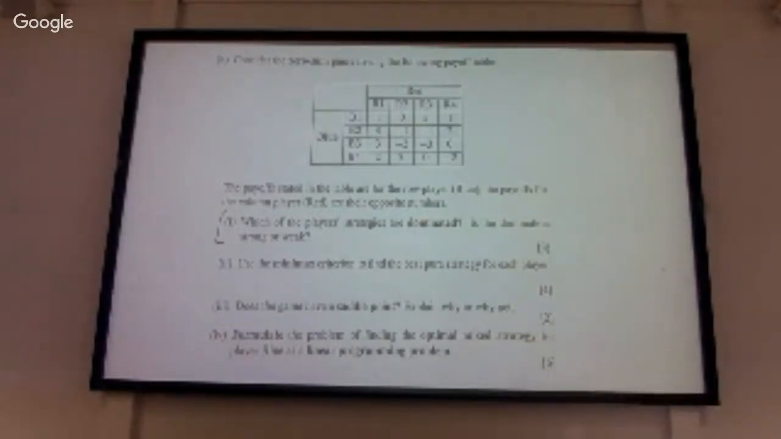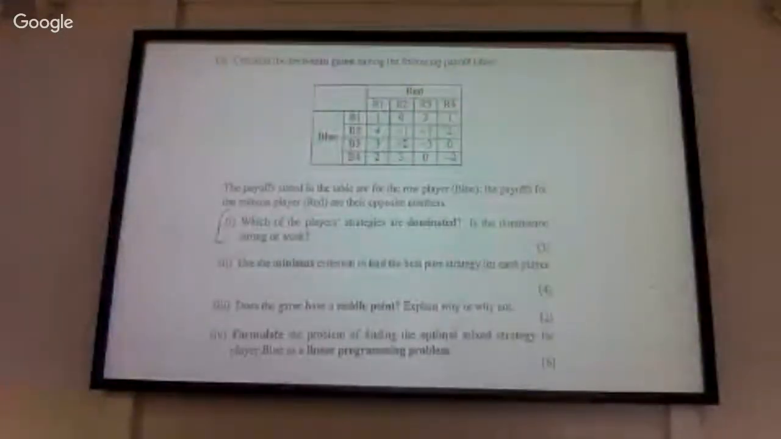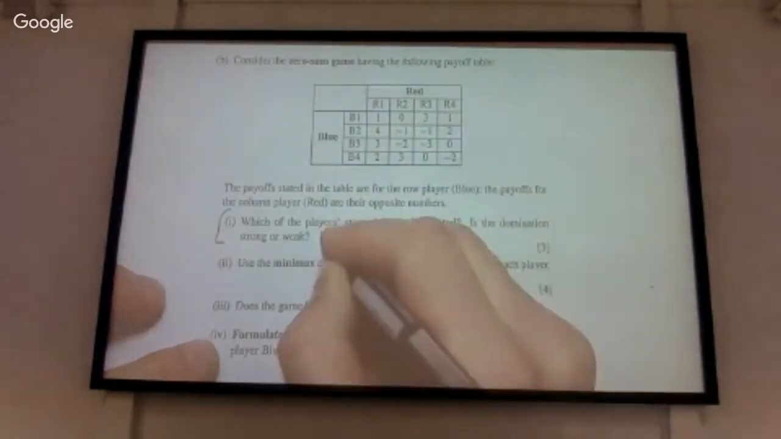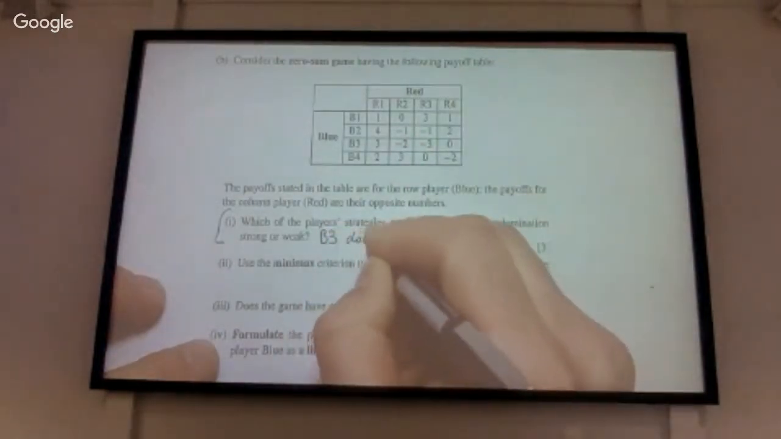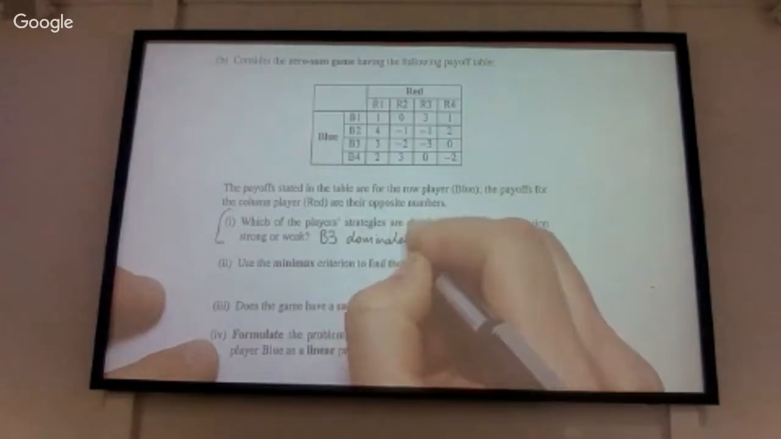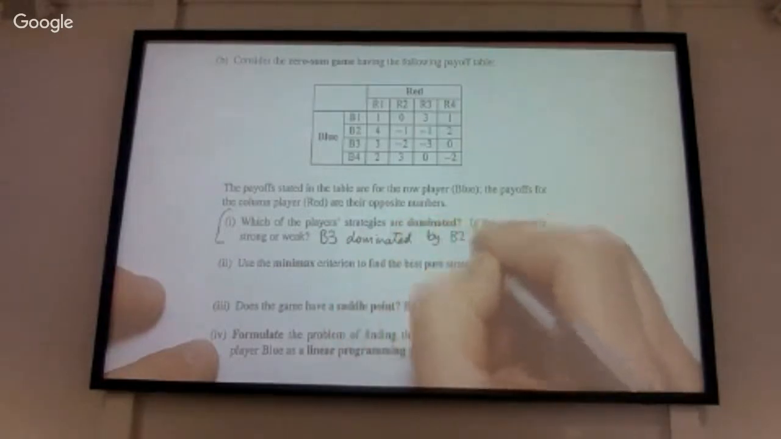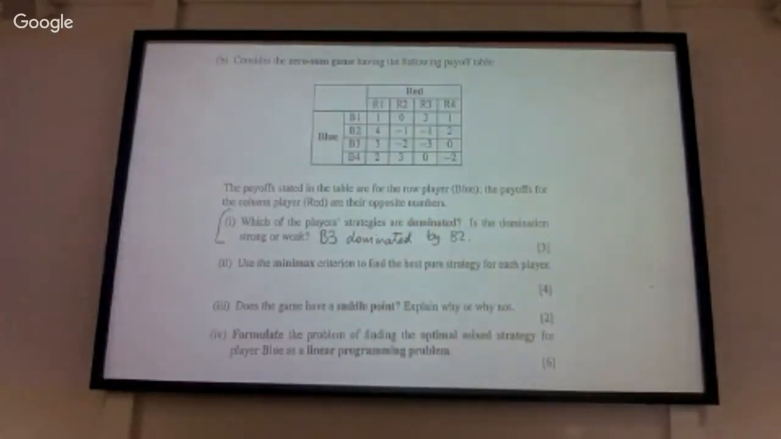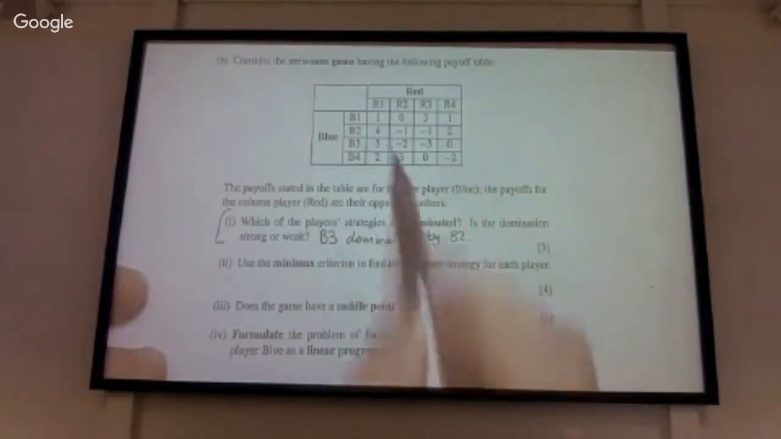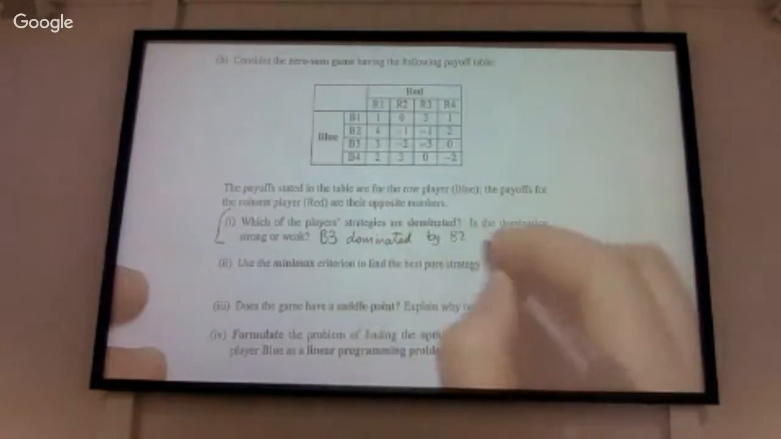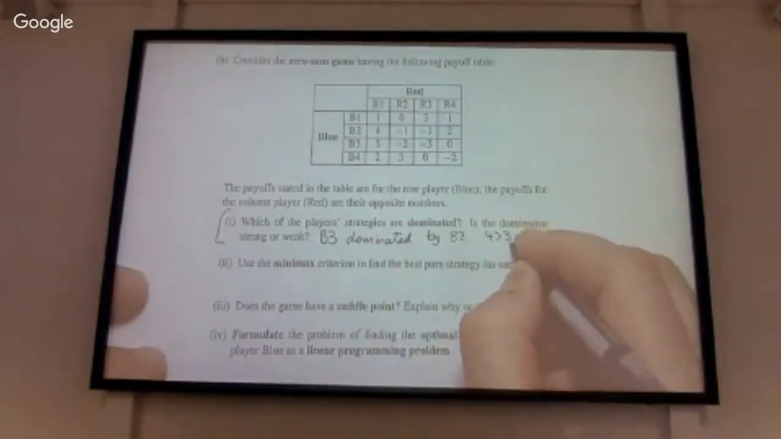Yes? B2. B2 dominating what? Okay. Yeah, I think so. So B3 is dominated by B2, or you can say B2 dominates B3. That is probably right, because 4 is more than 3.